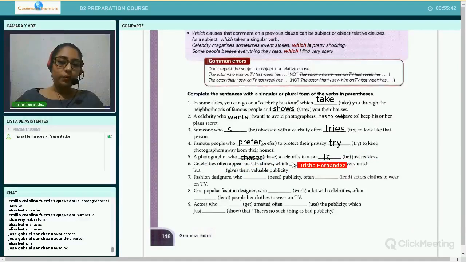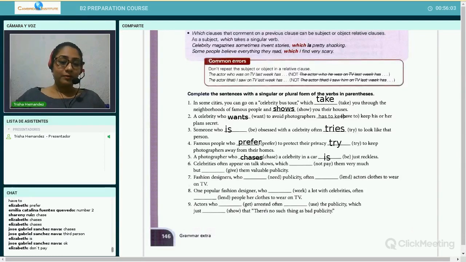Celebrities often appear on talk shows, which do not pay them very much. Okay, I want to see what you would write here. Remember, we use an auxiliary verb here. Very good. Don't pay. Excellent. I was interested because we don't have the auxiliary verb here, so I wanted to know if you remembered to use it. Don't pay them very much, but give them valuable publicity.